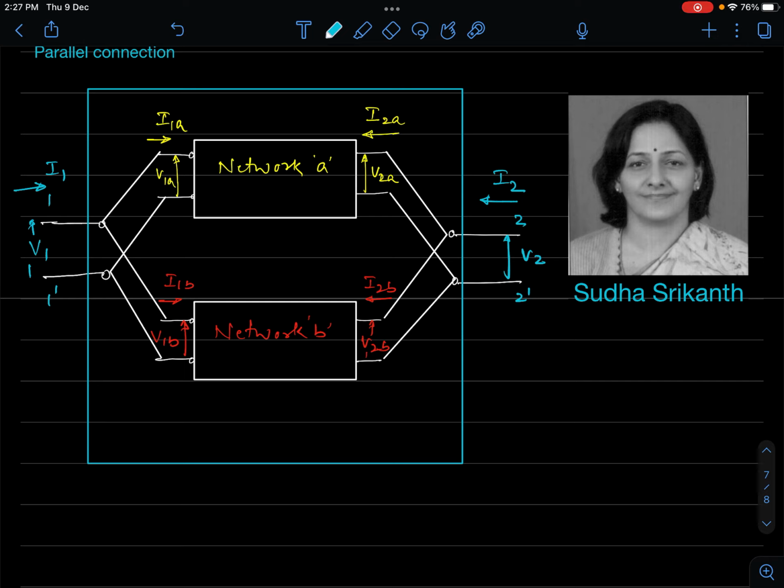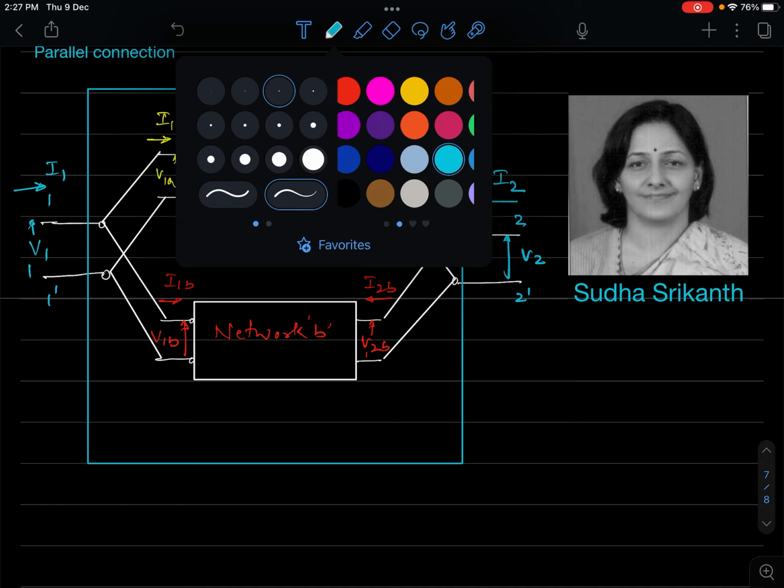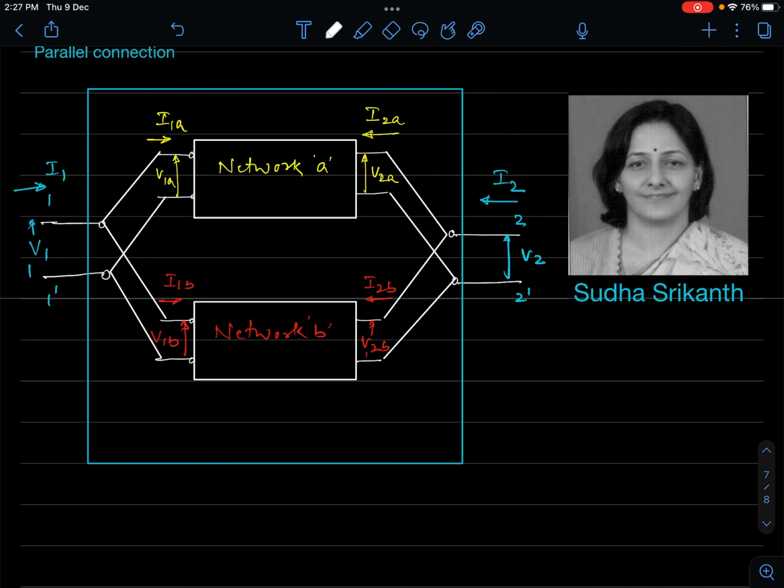We know how to connect networks in parallel. We know how to connect any two elements in parallel, right? So we have done it. I suppose this is very clear. So what we try to do now is get the overall Y parameters of the network. It is easy. So we will try to get the Y parameters of the overall network.